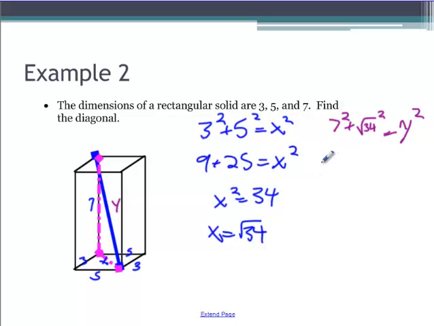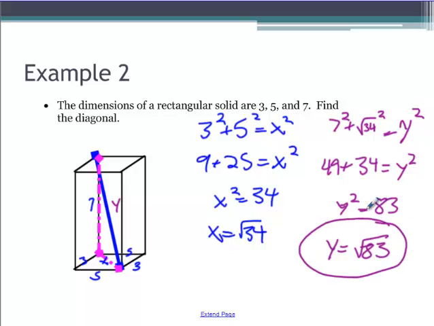So my diagonal is y, so 49 plus 34. The square of something that's a square root is just the number on the inside. And 49 plus 34 gets you 83, so y squared is 83. So the diagonal y is the square root of 83.